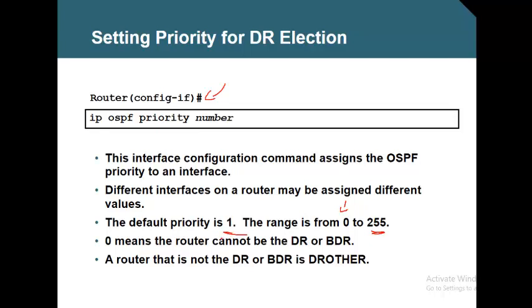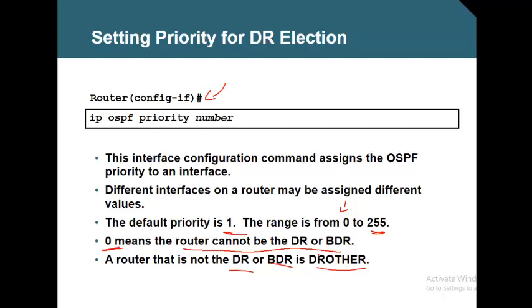As I said earlier, if you put 0 as the priority, the router cannot become a DR or BDR, meaning it will never participate in the election. The routers which are neither DR nor BDR are called DR other.